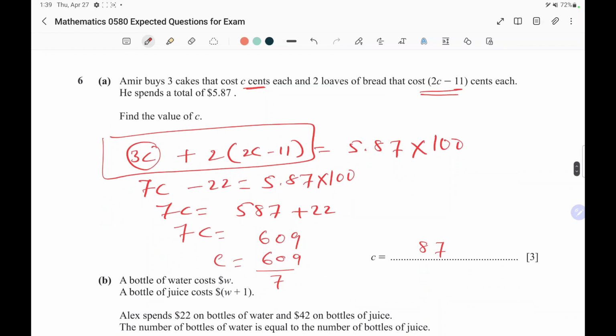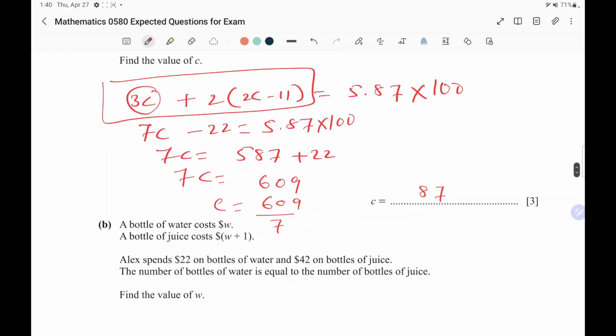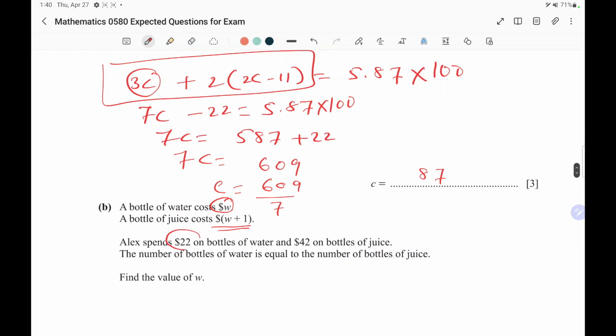Now a bottle of water costs $W and a bottle of juice costs W plus $1. Alex spends $22 on bottles of water and $42 on bottles of juice. The number of bottles of water is equal to the number of bottles of juice. Find the value of W. Now, a bottle of water costs W and the juice is W plus 1.